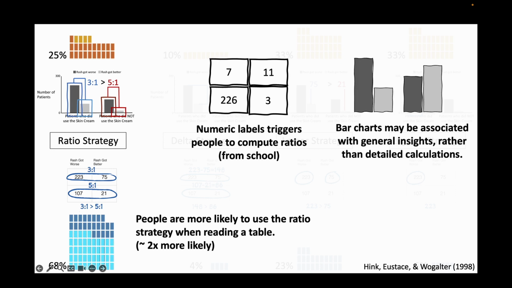Referencing existing literature in cognitive psychology, we see that it is possible that the mere presence of numerical labels triggers people to compute ratios. For example, people are more familiar with performing calculations on a series of numbers, and tables may be more associated with the type of strategic arithmetic practiced in school. Visual displays may be more typically used to perceive packaged insights and be less associated with the work needed to calculate insights.